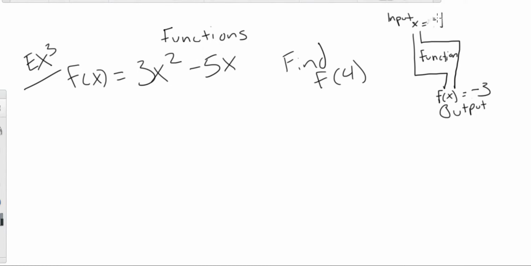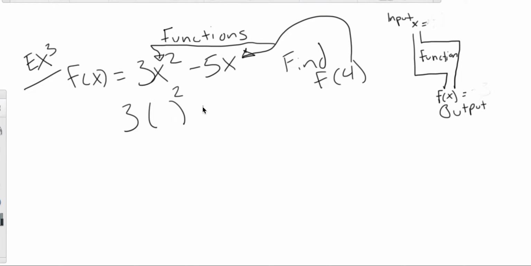And I'm going to erase here. This was our old problem we did. Okay, so remember, we take our 4, our input, we plug it in both places here for x. Plug it in there and in here. So we'll get 3 parentheses squared minus 5 parentheses. And our input is 4. It's going to go here and here.